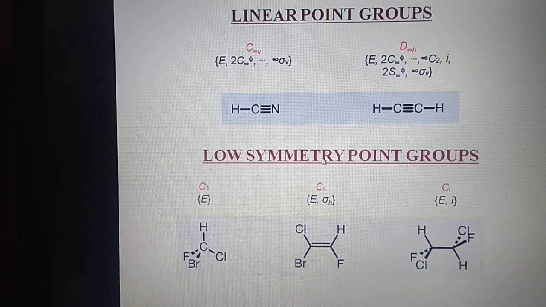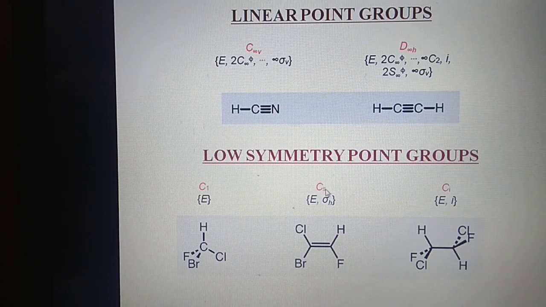Then there are some low symmetry point groups. We have already discussed, there are 3 low symmetry point groups, C1, Cs, Ci. C1 is where only and only one symmetry element, identity, is present. Here the example is substituted methane, and all the 4 substituents around carbon should be different.